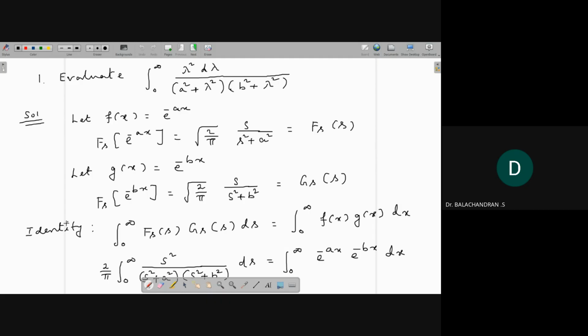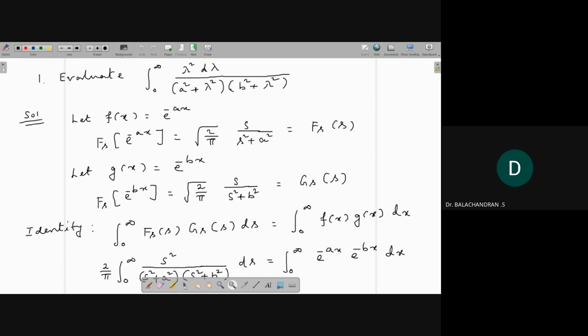Now I am going to use the identity. In the previous class, I gave 3 identities, and this is one of them: integral 0 to infinity fs of s into gs of s ds is equal to integral 0 to infinity f of x into g of x dx.